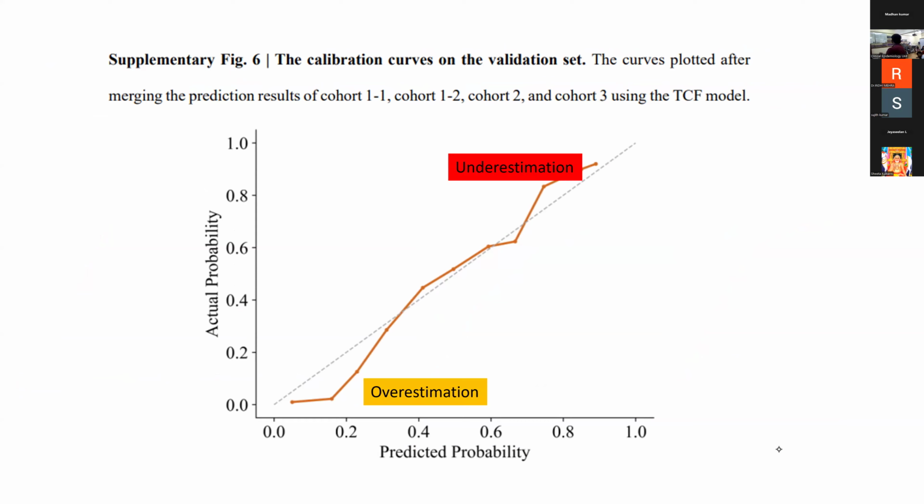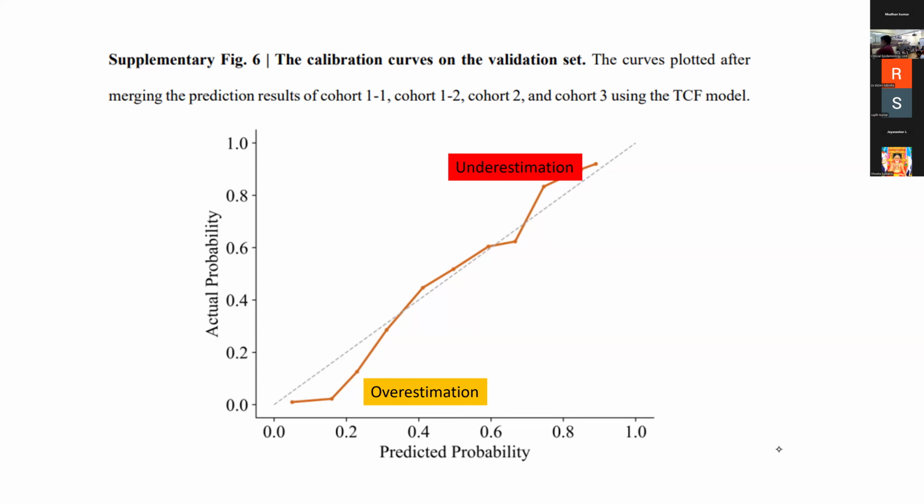A calibration curve is something you plot based on the predicted probability, which is what the machine predicts the probability of death to be. And the actual probability is the probability of that patient dying, based on the result they've got. So the best scenario would be this diagonal line, where the machine predicts a 0.2 or 20% risk of mortality, and the actual mortality risk is also 20%.